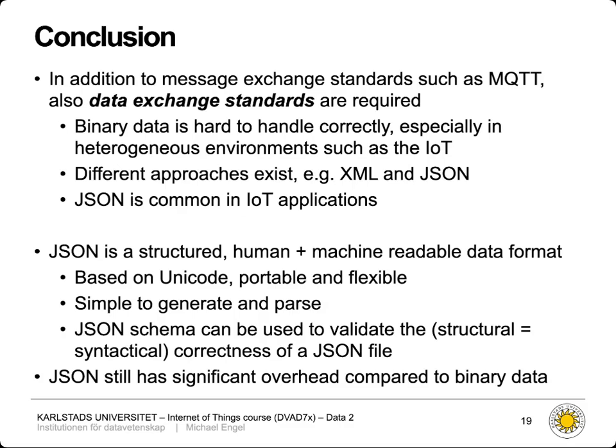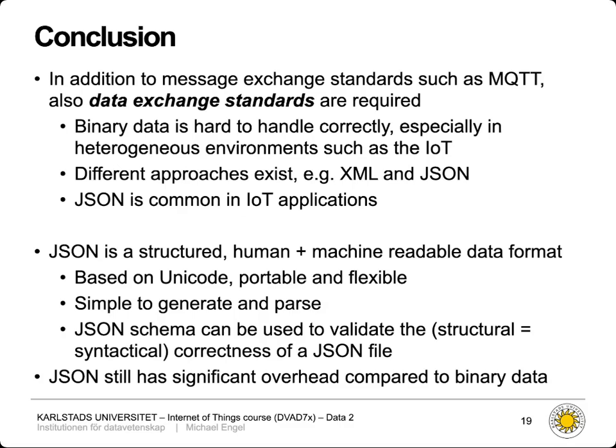So what have we learned today? In addition to these message exchange standards we've seen before, such as MQTT, we also need information that describes what our payload, our actual data we want to process, looks like. So we need standards for data exchange. And we've seen that binary data is hard to handle correctly, especially in heterogeneous environments such as IoT systems consisting of devices from different vendors. We have different approaches. We've seen a bit of XML, and we had a detailed look at JSON.